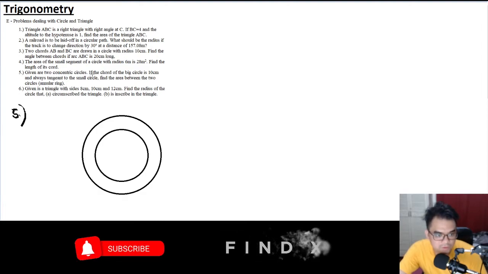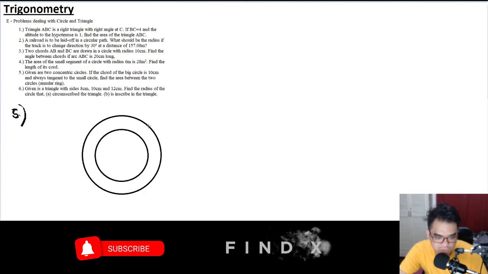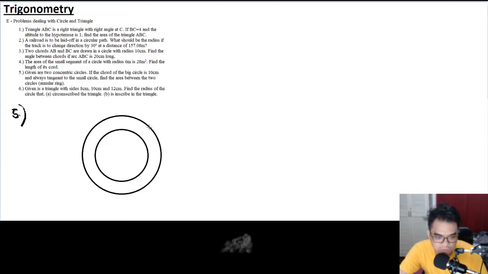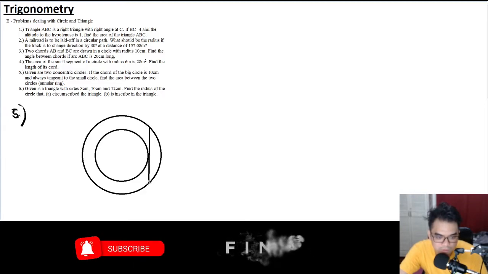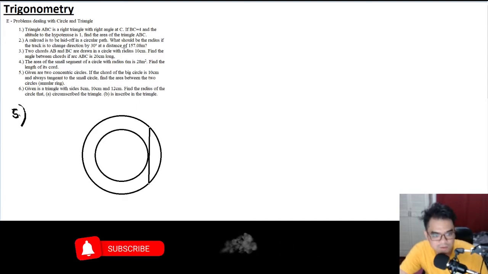Okay, so there is a chord of the big circle that is always tangent to the small circle. Obviously this will be our small circle, and we get a chord of the big circle. Okay, it's not quite straight. And there you go, this is the chord and it is tangent to the small circle, always tangent to the small circle. So find the area between the two circles.